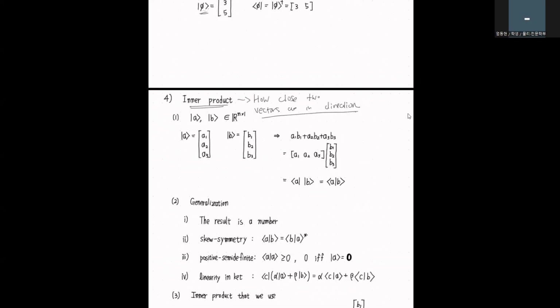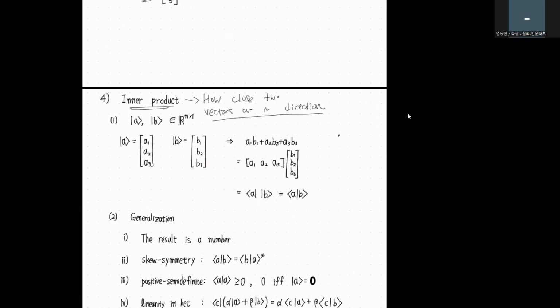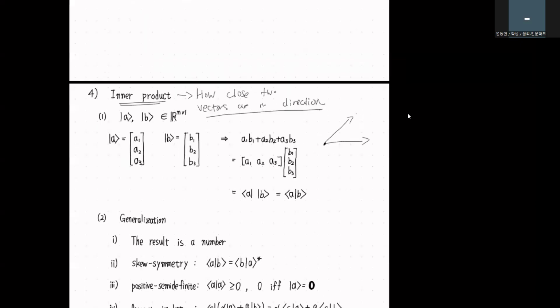Let's say we have two vectors in 2D space, just to keep things simple. We would like to know how much they differ in direction, basically. How could we measure such a quantity? Well, that's what the inner product aims to do.